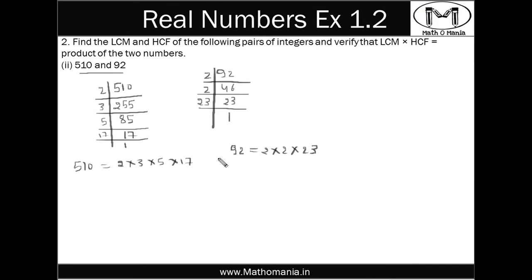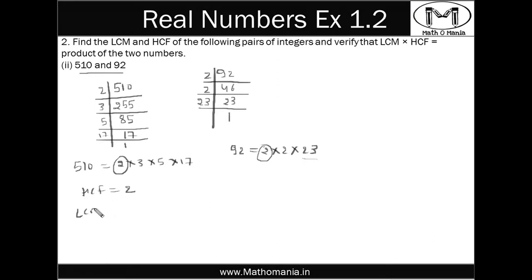Now first of all let us find the HCF. So we can see that 2 is common in these two terms. Here we have more 2's, but here we don't have any more 2, right? So only one 2 is common. Now 3 is here, but here we don't have any 3. 5 is present here, but here we don't have any 5. 17 is here, but we don't have any 17 over here, and here we have 23, but we don't have any 23 over here. So the only common factor is 2. So we can say that the HCF of these two numbers is 2.